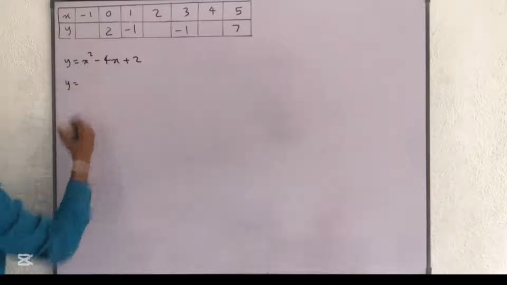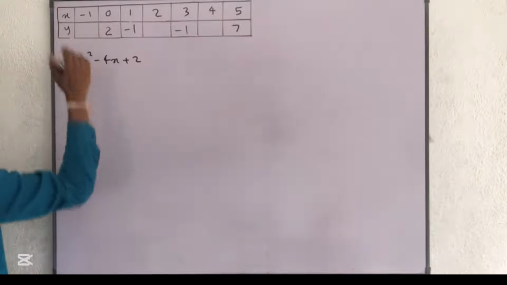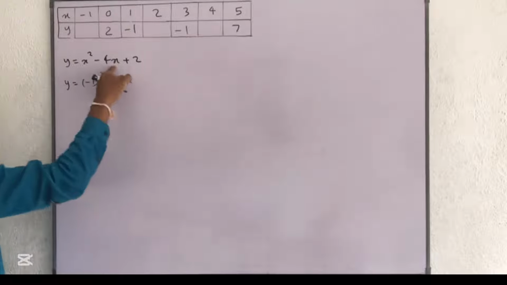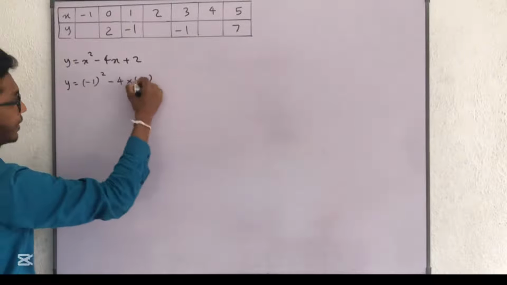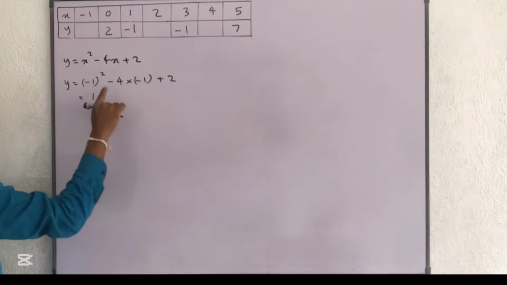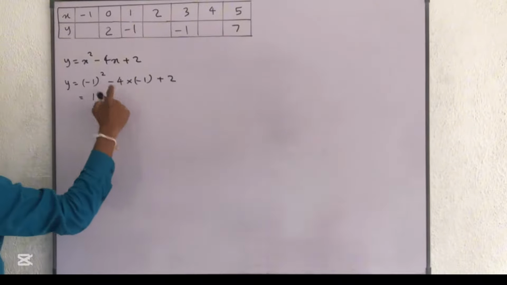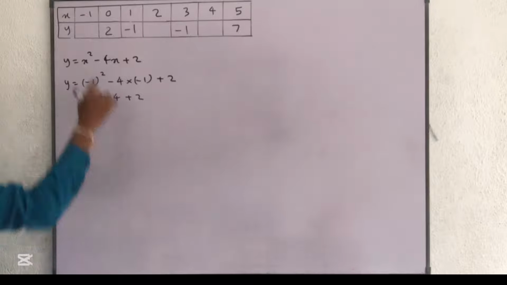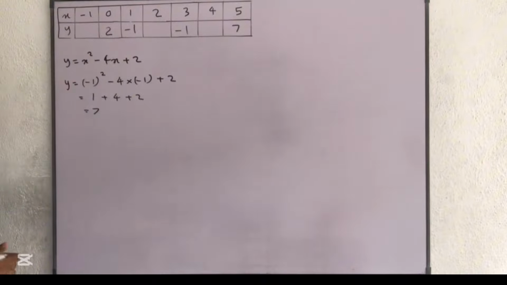So y equals, for x I am going to substitute minus 1 squared, then minus 4 times x, again minus 1, plus 2. Minus 1 squared means we get 1. Minus into minus we get plus. 4 times 1, 4, plus 2. So 4 plus 1, 5. 5 plus 2, 7. So when x equals minus 1, the y value is 7.